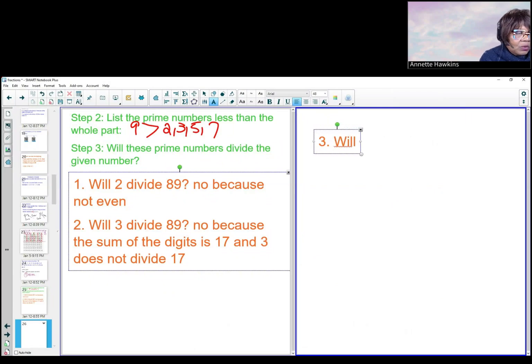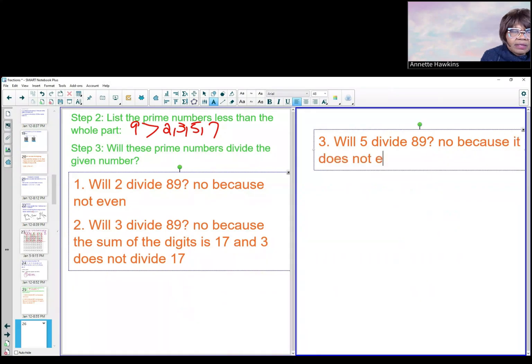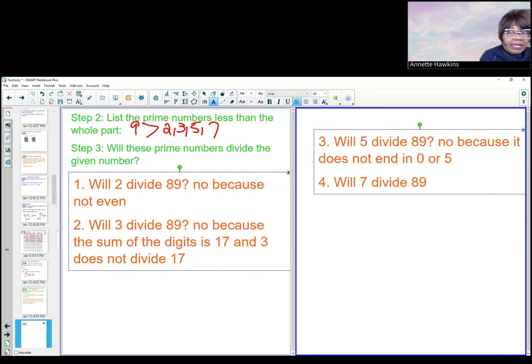Will 5 divide 89? No, because it does not end in 0 or 5. And then finally, will 7 divide 89? Now, we don't have a divisibility rule for 7, but we can just divide it out. So let's just see.